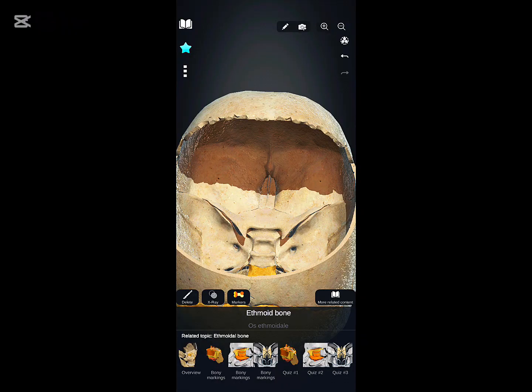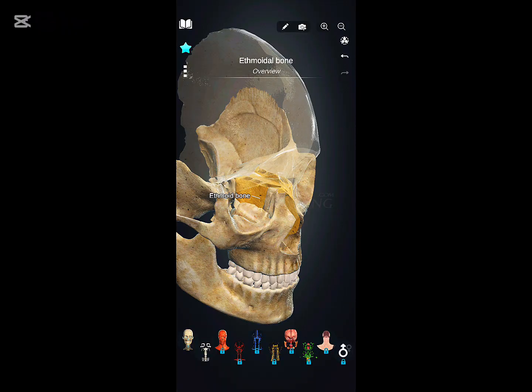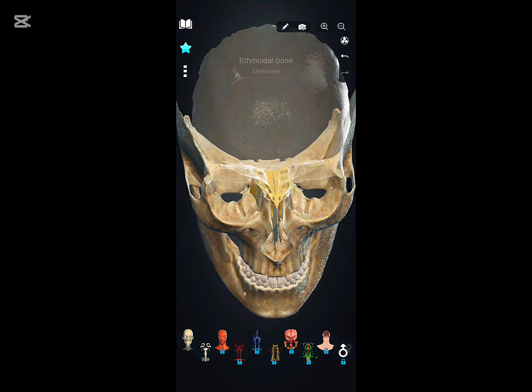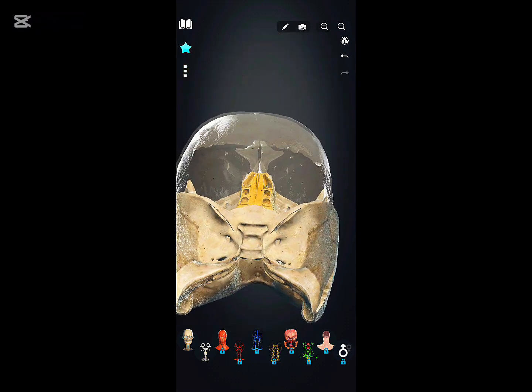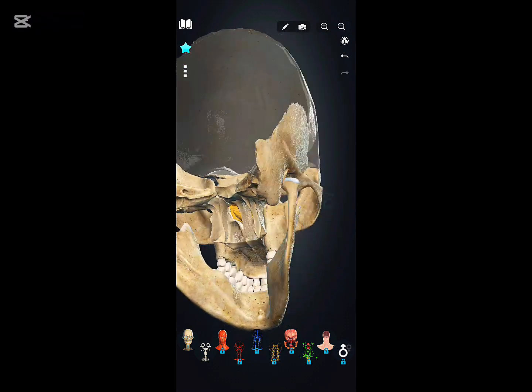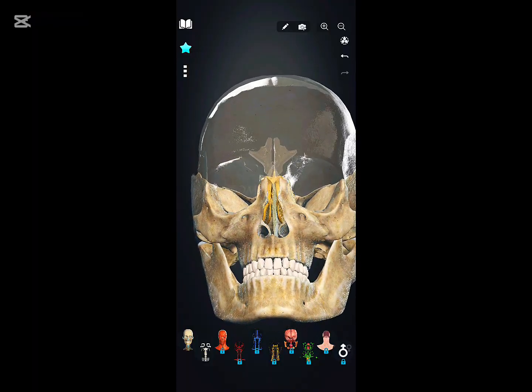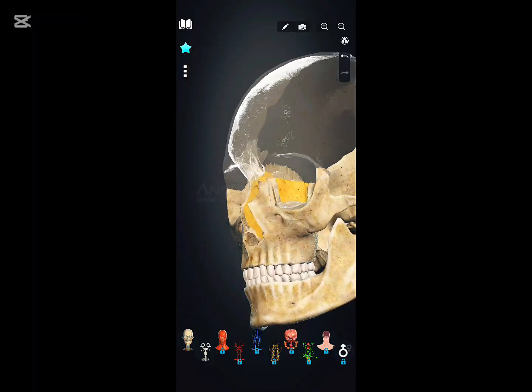6. Os ethmoidal, ethmoid bone. Function: forms the nasal cavity and area around the eyes, participates in forming airways. Articulates with: superiorly os frontal, os sphenoidal; laterally maxilla, os lacrimal; inferiorly vomer.